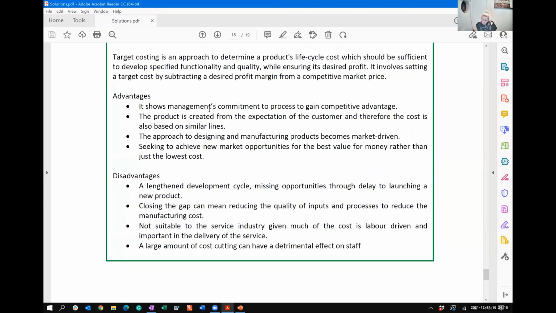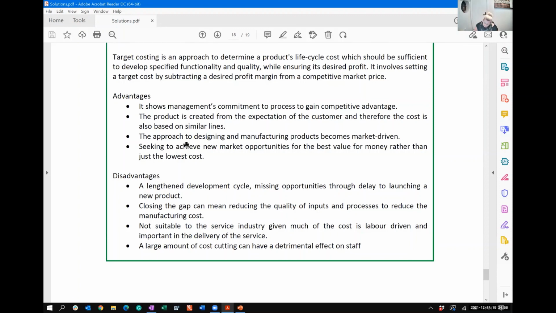It shows management commitment to processes to gain competitive advantages. If we are doing target costing, we're comparing against other organisations. If we can get things at a lower target cost, still achieving the same profit margin, we might be able to then reduce costs, selling prices, sorry. The product is created from the expectation of the customer, and therefore the cost is also based on similar lines. So we'll be looking at what the customer wants, what they want to spend. All of that forms part of market research, in that when they're doing the life cycle in terms of the development and research stage, what is the customer after?